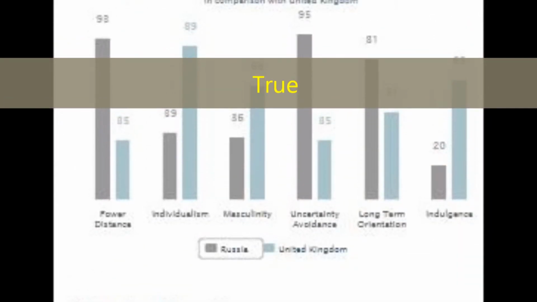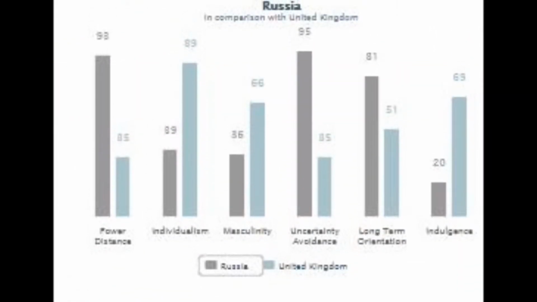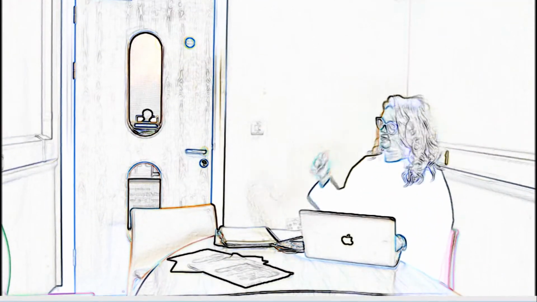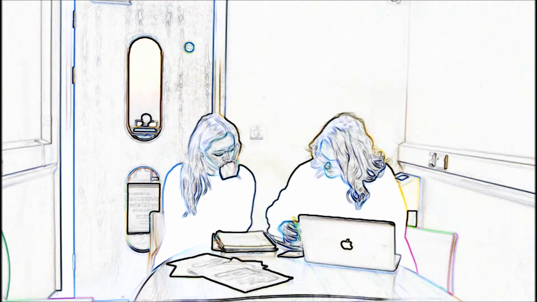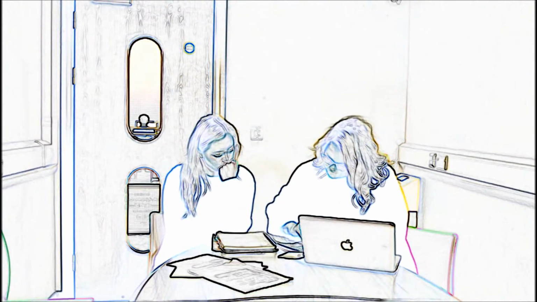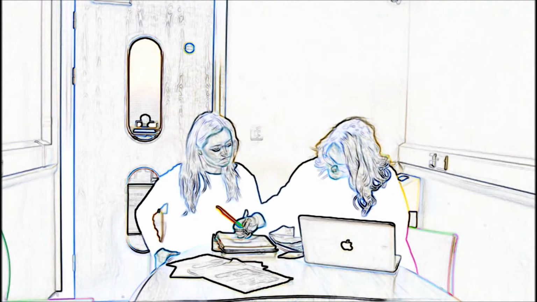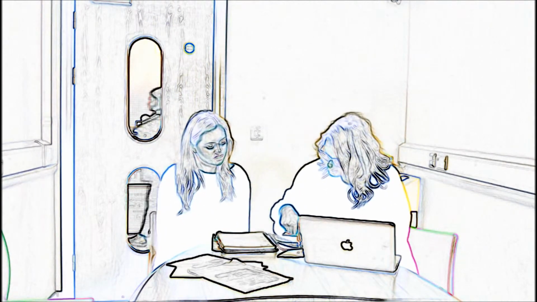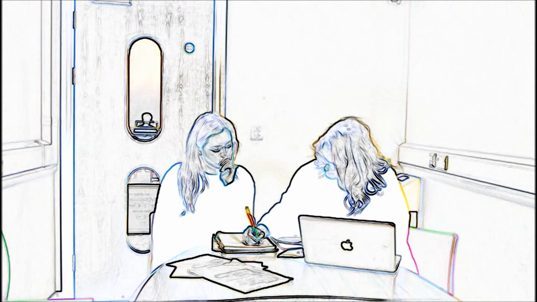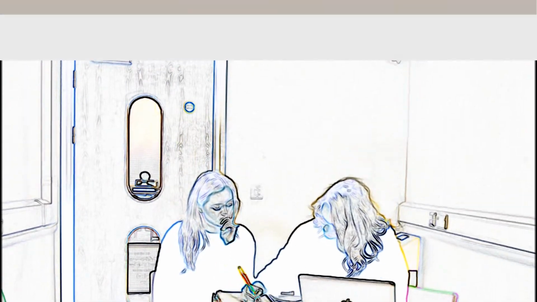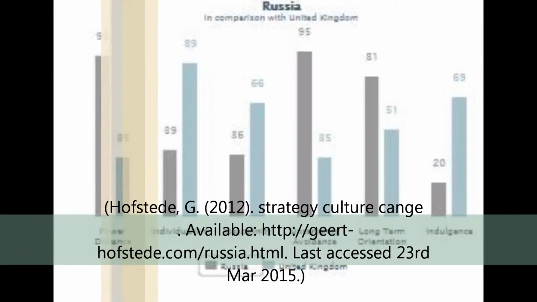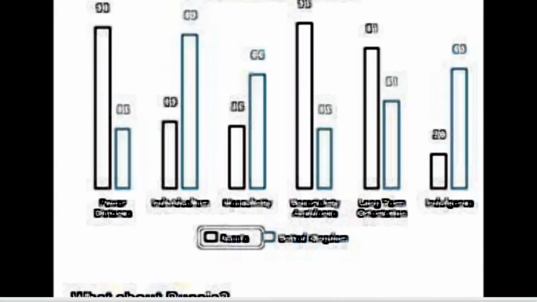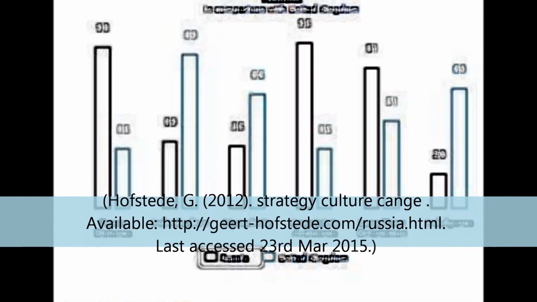The answer is true. Russia scores high in uncertainty avoidance according to Hofstede Country Comparisons tool. This would indicate that they are not comfortable with ambiguous situations. Russia scores 95 compared to the United Kingdom, whose score is 35, and are significantly more acceptable of ambiguous situations. This shows the importance of checking cultural profiles of colleagues to avoid cultural clashes whilst considering delegating to non-native employees.